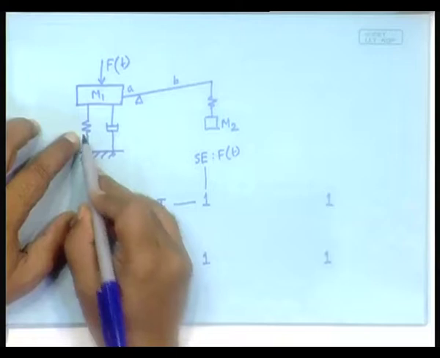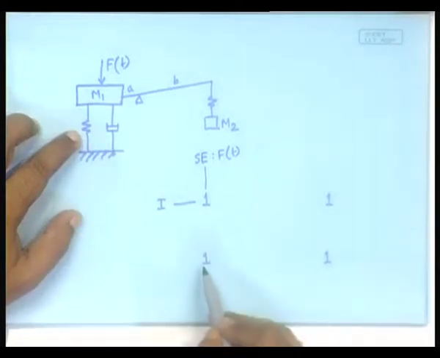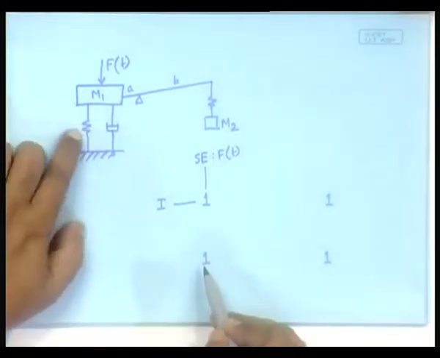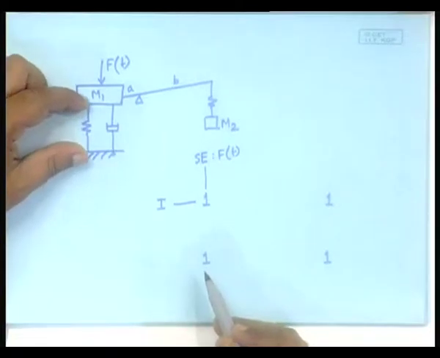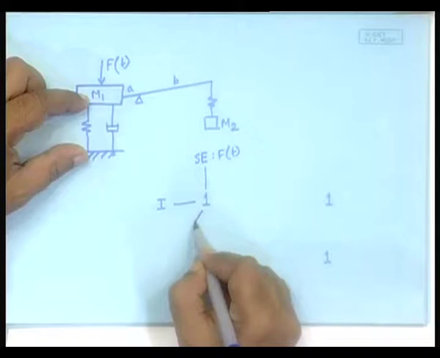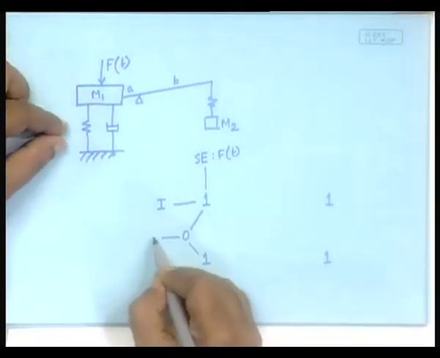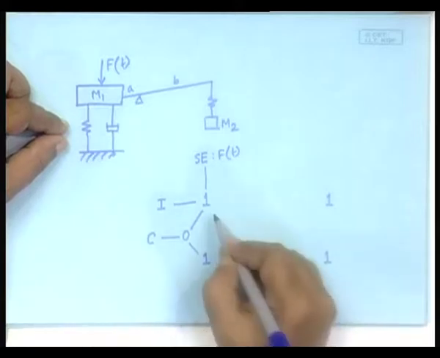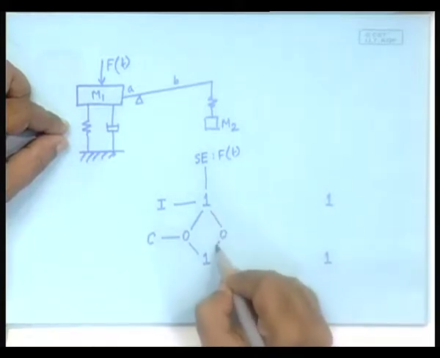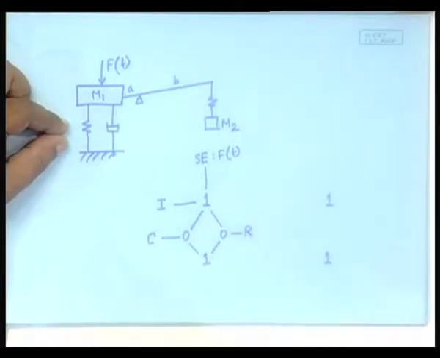But now, these two fellows are there in between these two 1 junctions, and they have to be connected by 0 junctions, because their sides share the same effort. So, we will connect a 0 junction like this and connect this is the C element. We will connect another 0 junction and connect the R element.